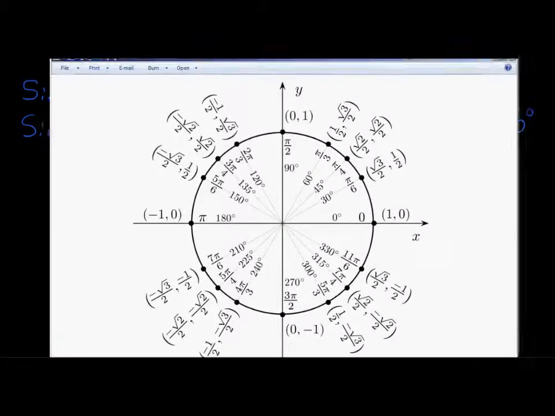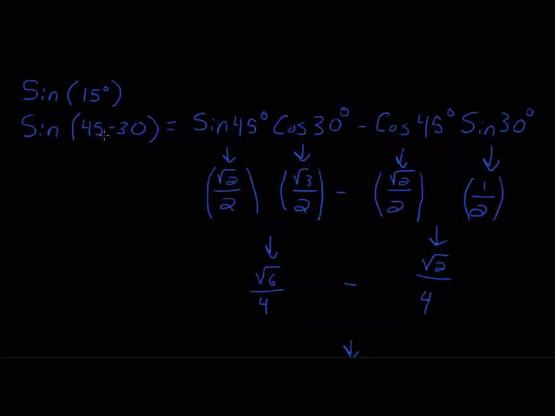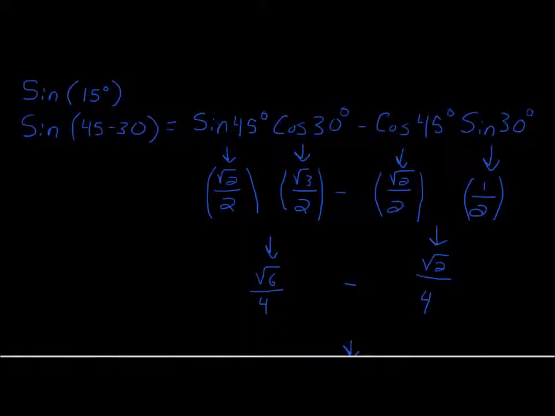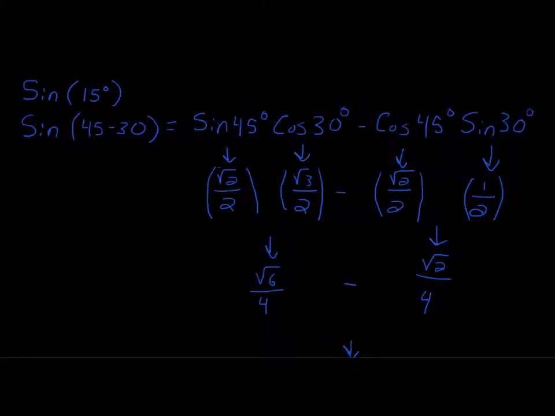If you come back to your unit circle, the only way you can really get 15 degrees is to subtract 30 degrees from 45. So coming back to the problem, you have your sine a cosine b minus cosine a sine b. And you really just plug in those values. So 45 would be your a, and 30 would be your b. So the sine of 45 degrees, and you just go back to your unit circle. It's cosine first, sine second. So you just plug each one of these in for each value.